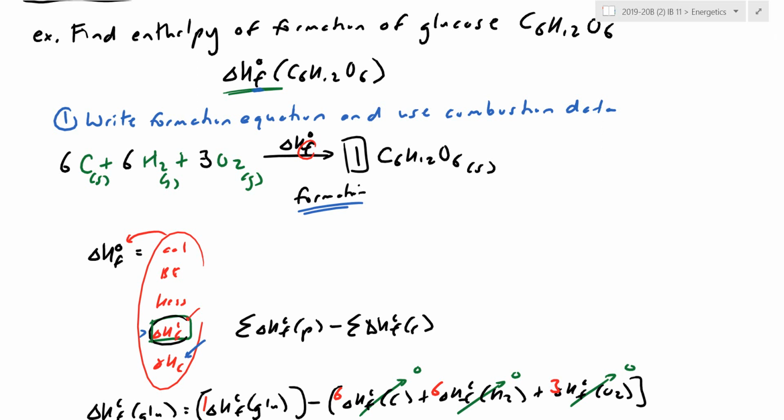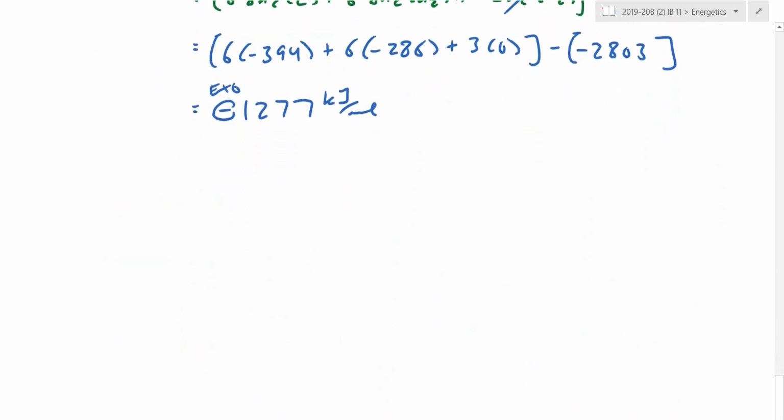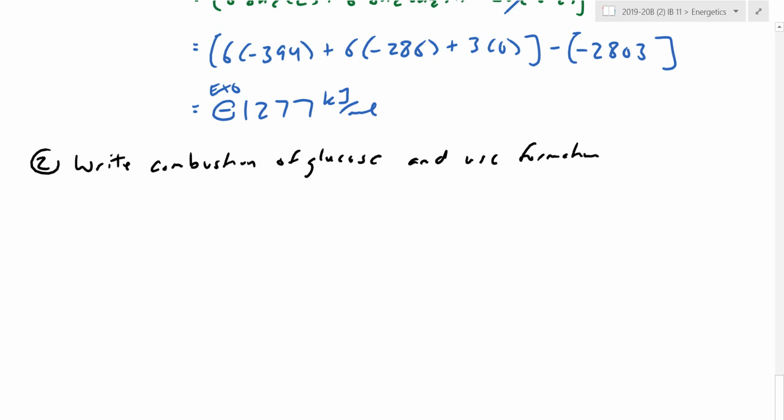What if instead I actually wrote a combustion reaction? What if my big equation was a burning reaction? If the big equation is burning, in a similar manner, I don't want to use burning numbers to solve a burning. I can have a reaction that's written as burning, but I can use the formation way to solve it. You just need to choose one of these two ways. They probably wouldn't ask this question this way. So I could also write the burning of glucose and use formation data.